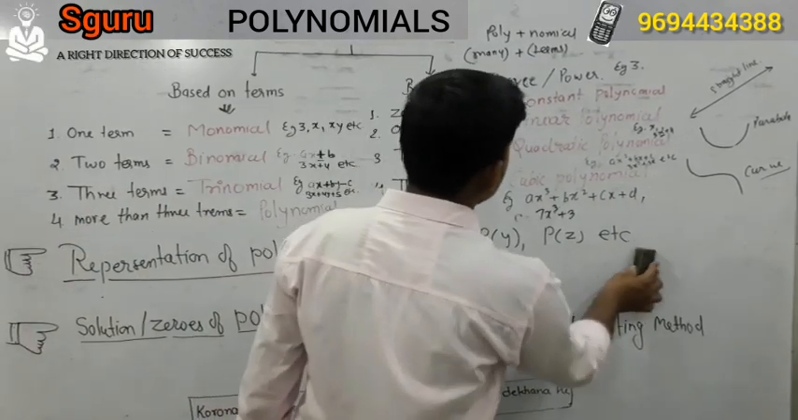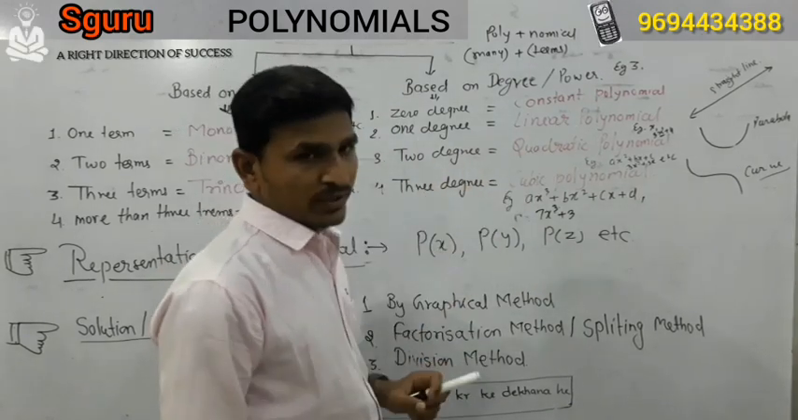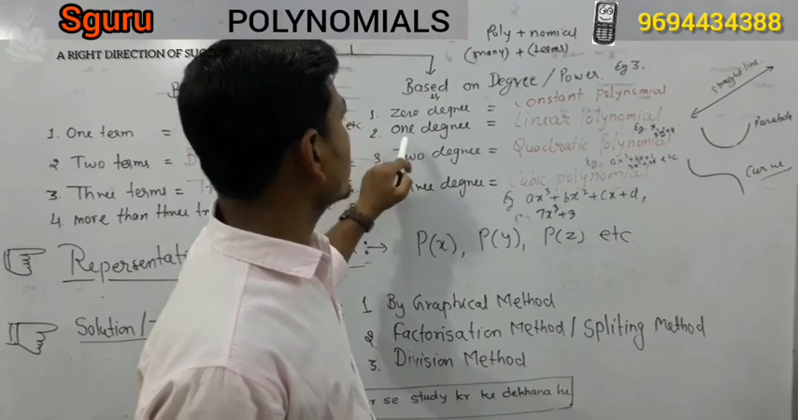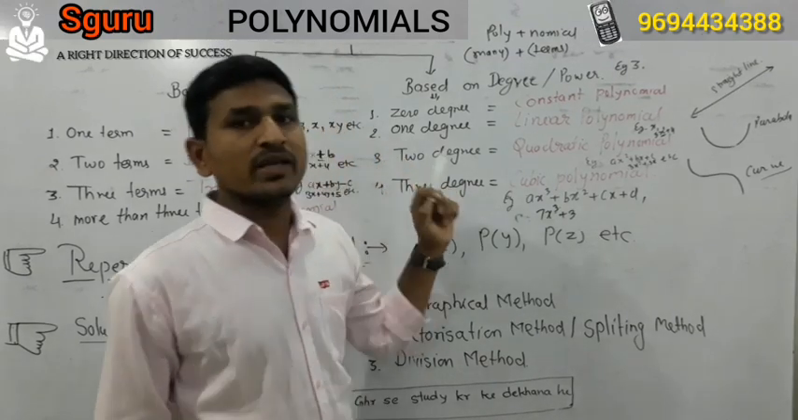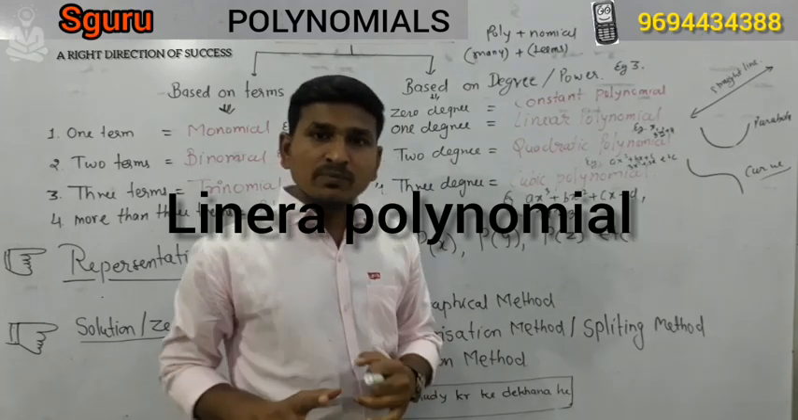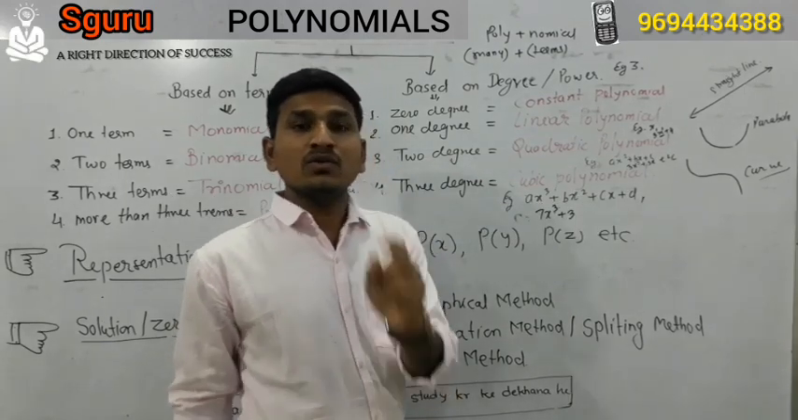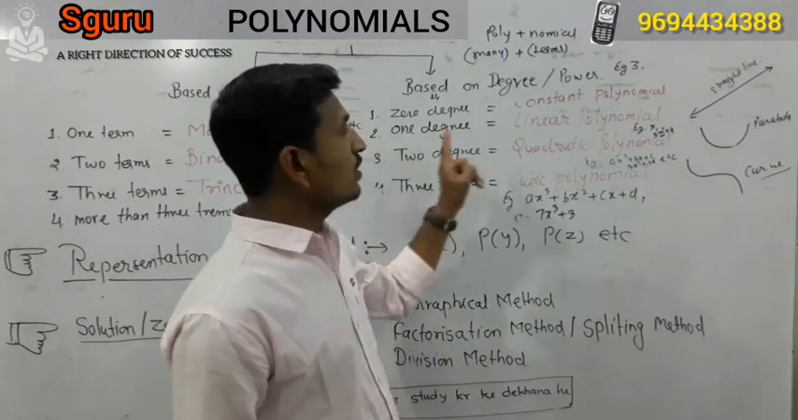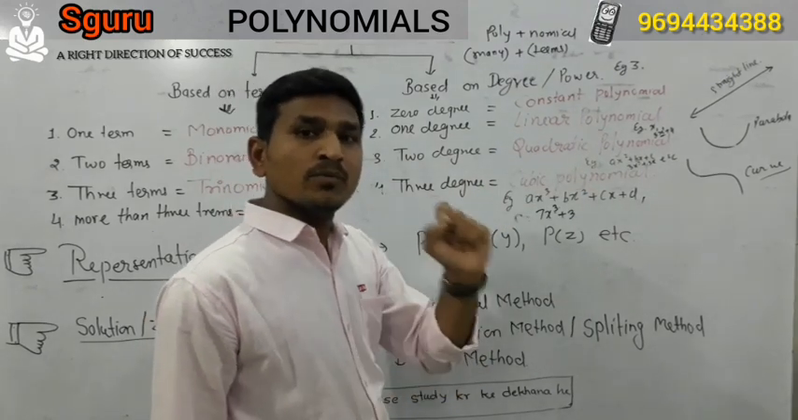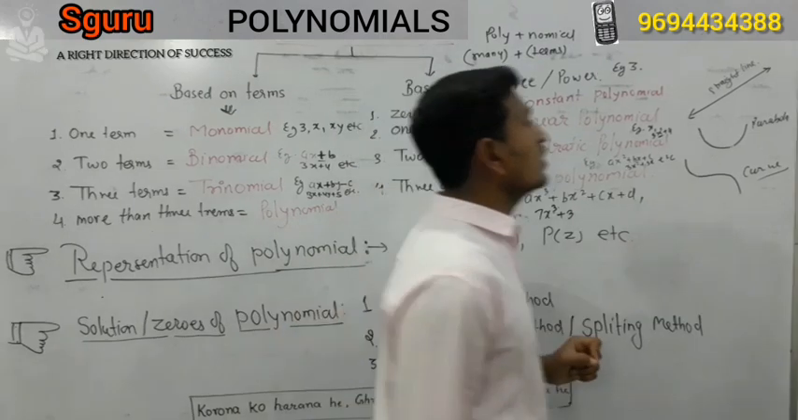The second type is 1 degree polynomial. A polynomial, an algebraic expression which contains highest degree 1, is called a linear polynomial. एक ऐसा polynomial जिसकी highest degree कितनी हो? 1 हो, उसे हम क्या कहेंगे? Linear polynomial कहेंगे. Yes, linear polynomial.